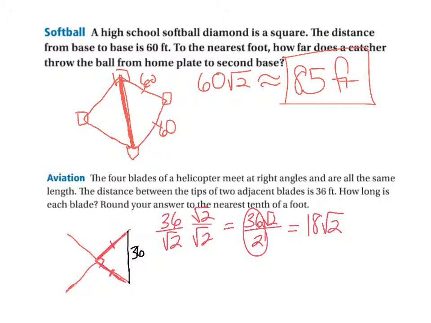The question is, how long is each blade? I have 18 root 2, but then it says come back and round to the nearest tenth of a foot. So I'll type that in the calculator. I'm going to do 18 times the square root of 2, and I have 25.5 to the nearest tenth. And then we would label that feet.